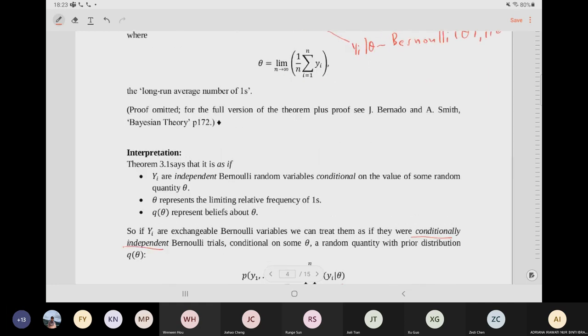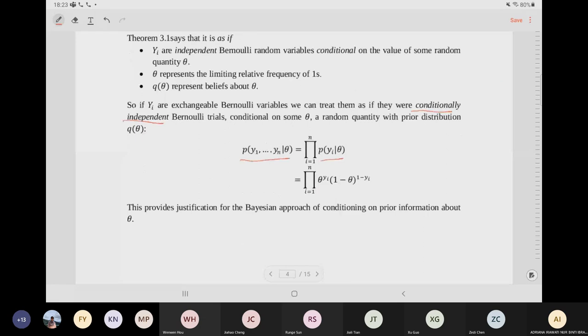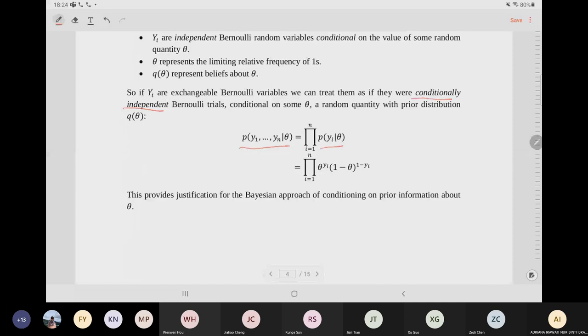To simplify, to find the joint PDF we look at the joint PDF conditional on theta, and we can assume it to be conditionally independent. As long as you put in the given theta, you can treat the variables as independent but conditional on theta. So this is how you can find your joint PDF of theta and Y.